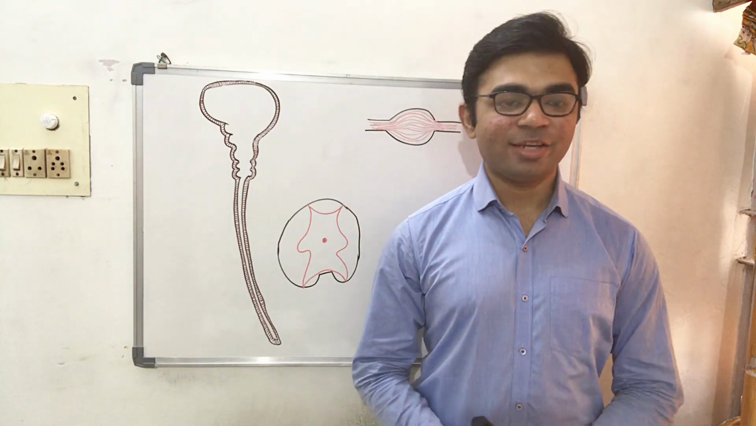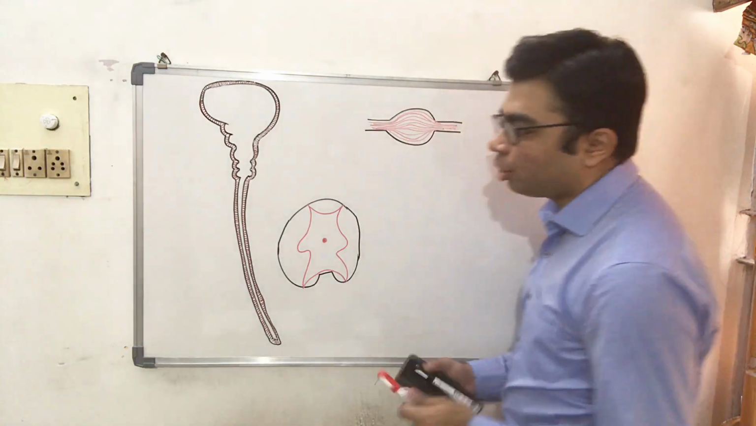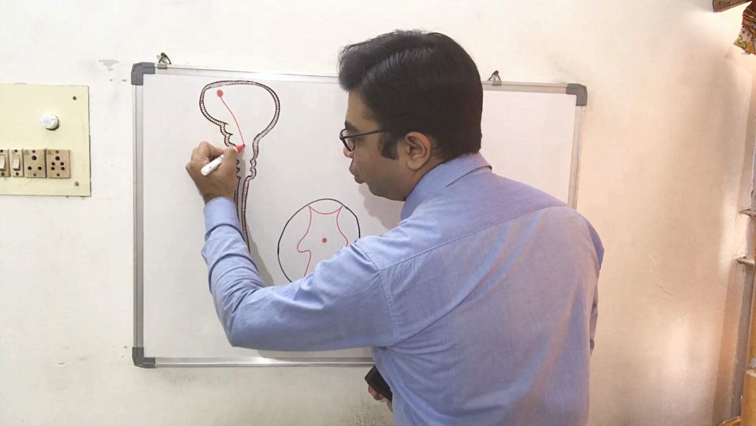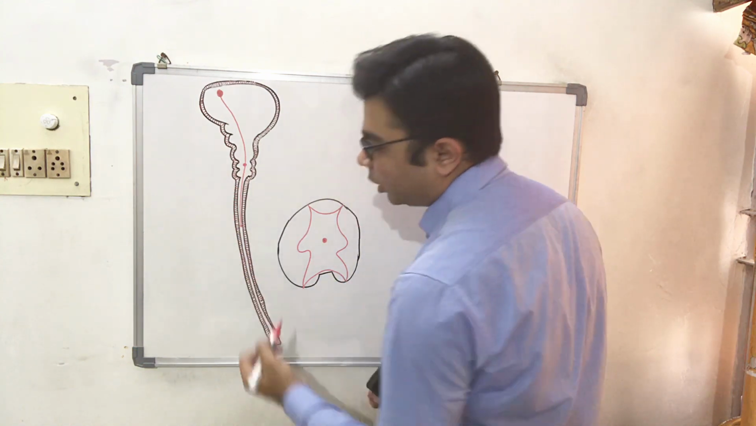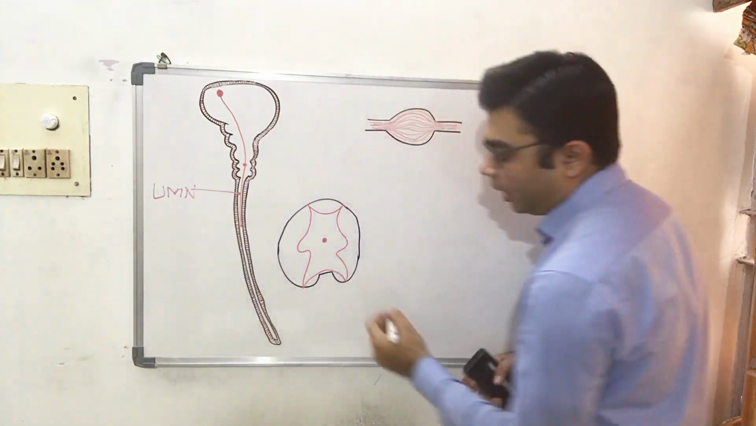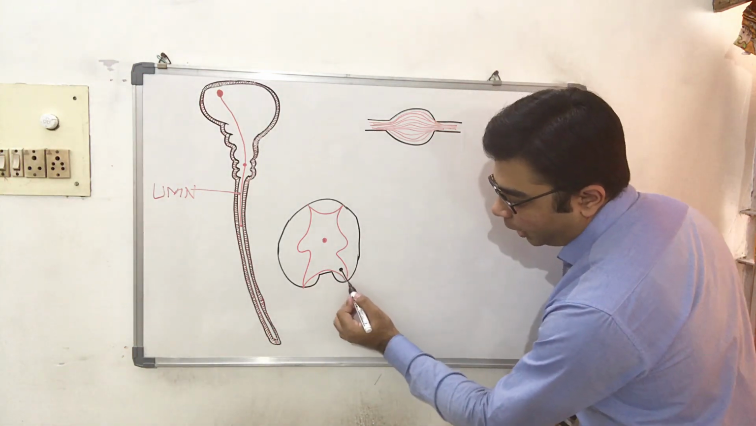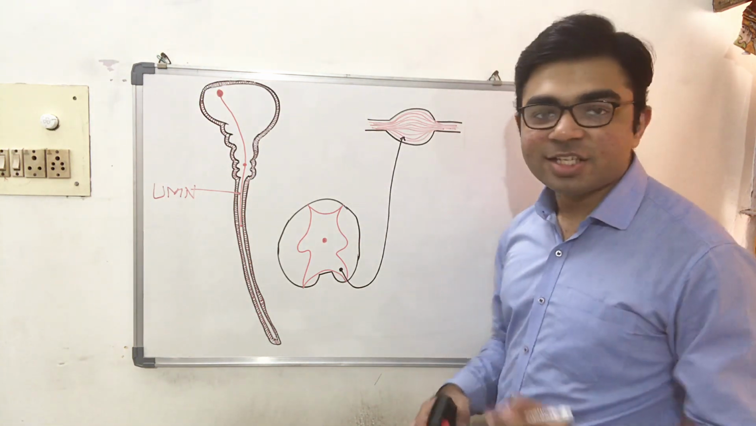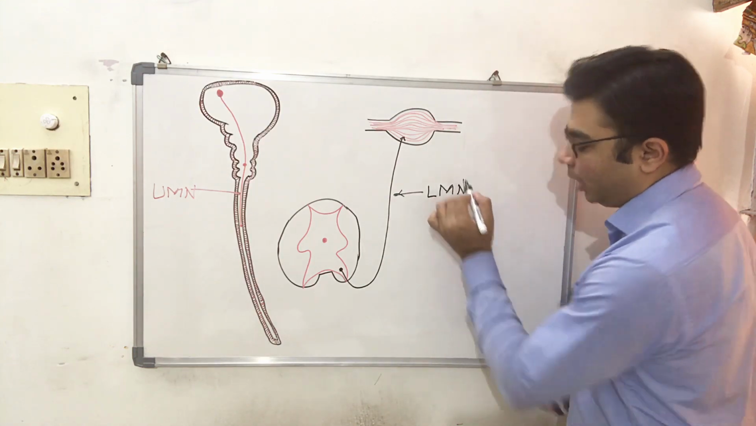Students, let us understand the concept of upper motor and lower motor neuron first. As we all know, the upper motor neuron arises from the cerebral cortex and descends downwards up to the level of the brainstem or the spinal cord. That neuron is known as an upper motor neuron. Another neuron which starts from the spinal cord and ends by innervating the peripheral muscles is known as the lower motor neuron, that is LMN.